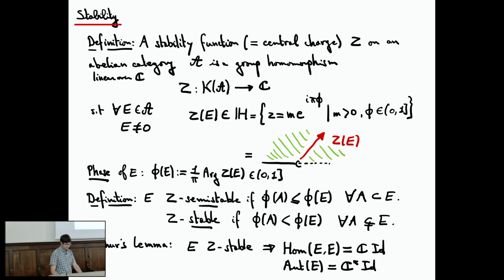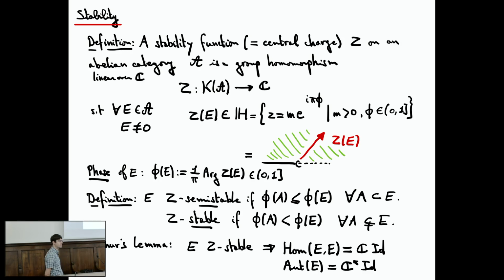Okay. So before talking about stability conditions on a triangulated or DG category, let me define a stability function on an abelian category. If A is an abelian category, a stability function, sometimes called the central charge, a terminology coming from the theoretical physics literature, is simply a group homomorphism Z from the Grothendieck group of A to C. Here K of A, or K0 of A, is the Grothendieck group of A.